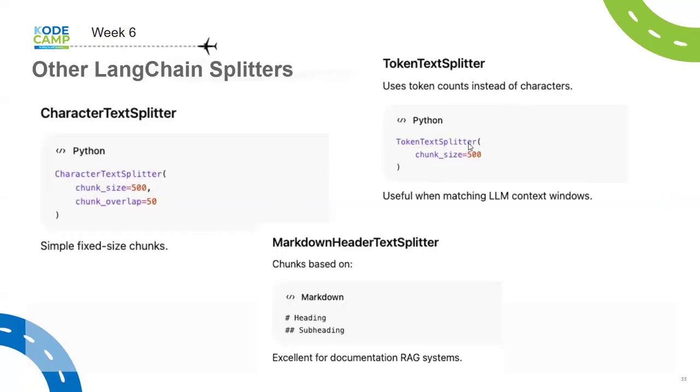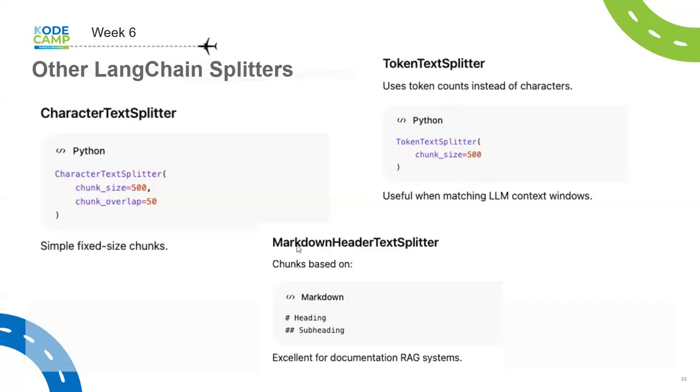And so remember I said large language models count tokens, not characters. So if you want to match what large language models specify, their context window size and all of that, it's better to use a token text splitter to count, right?